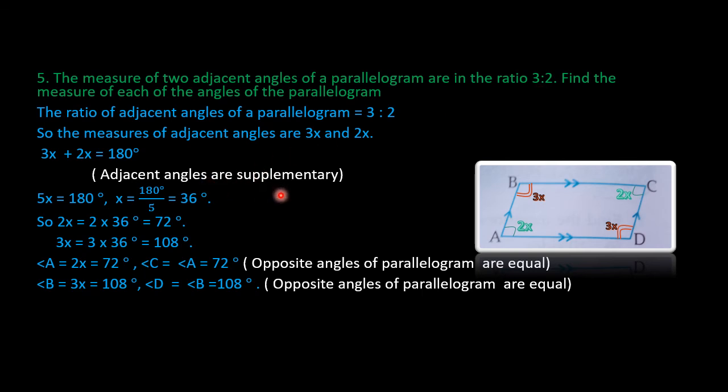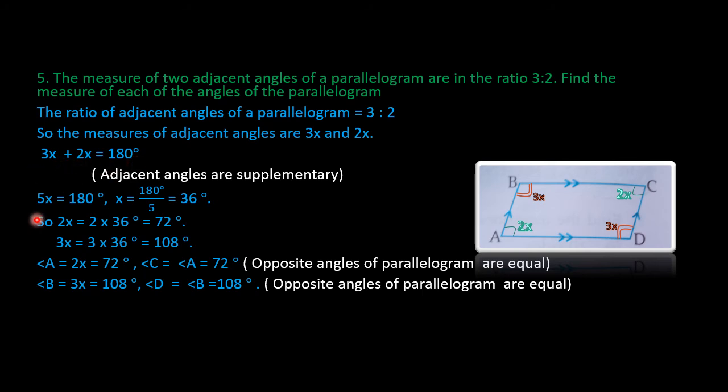Okay, so the steps: the ratio of the adjacent angles of a parallelogram is equal to 3:2. So the measures of the adjacent angles are 3x and 2x. And here angle A is taken as 2x and angle B is taken as 3x. These two are the adjacent angles. And adjacent angles of a parallelogram are supplementary. So we can write 3x plus 2x equal to 180 degrees.